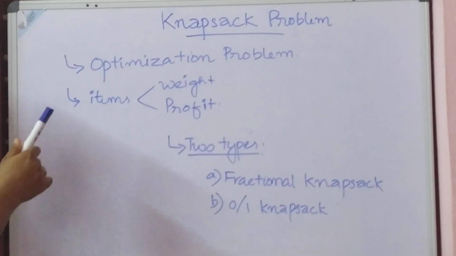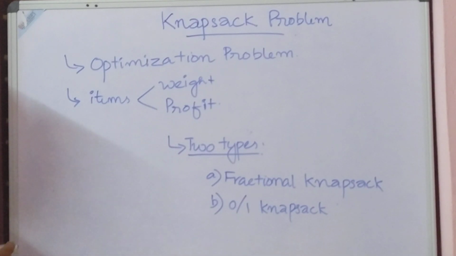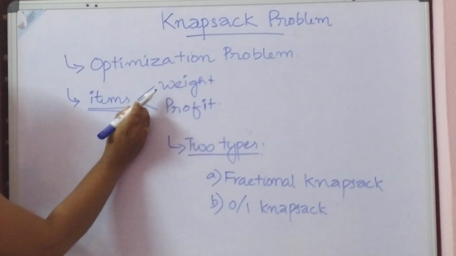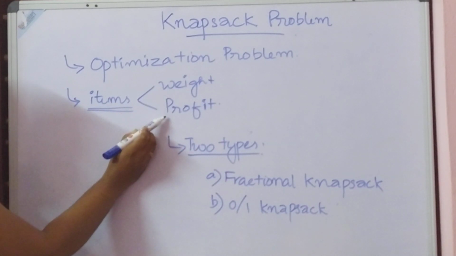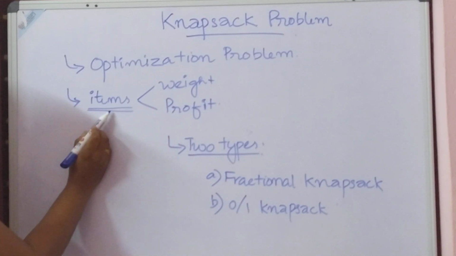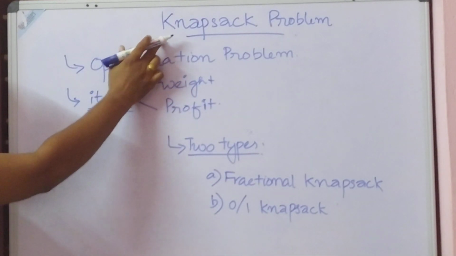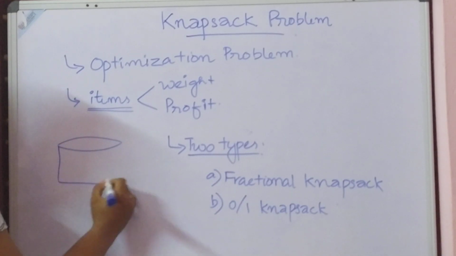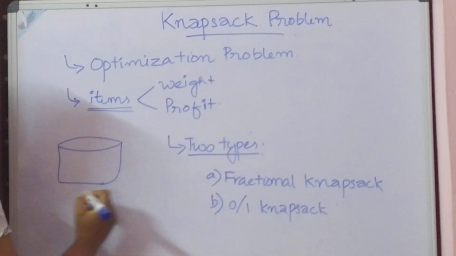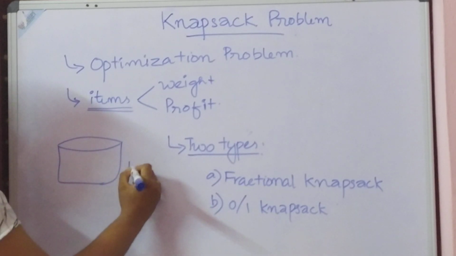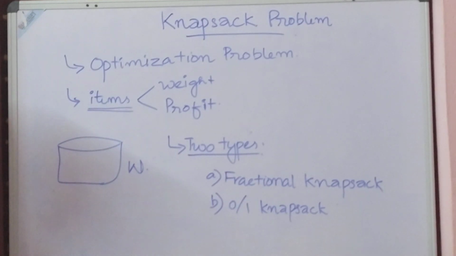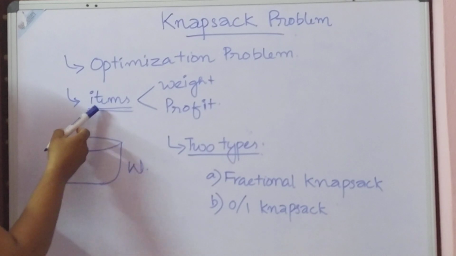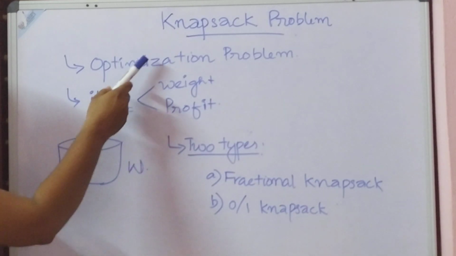In the knapsack problem, we have a number of items, each item having a weight and profit associated with these items. And we have a knapsack there. What is a knapsack? A knapsack is simply a bag or a container which has a weight. Consider the weight of the knapsack as W. So, a knapsack is simply a bag in which we can fill these items.